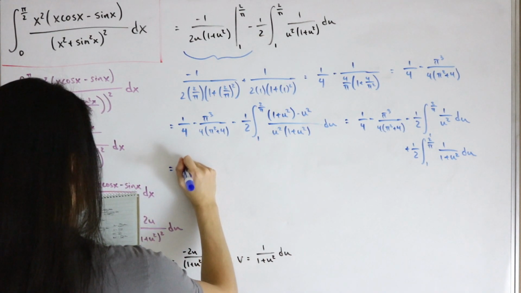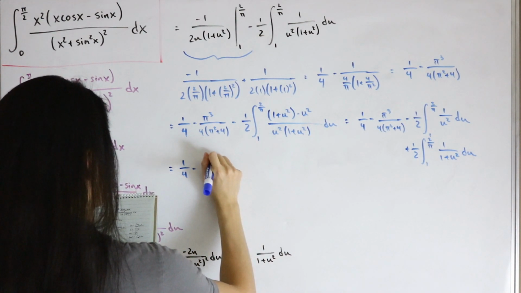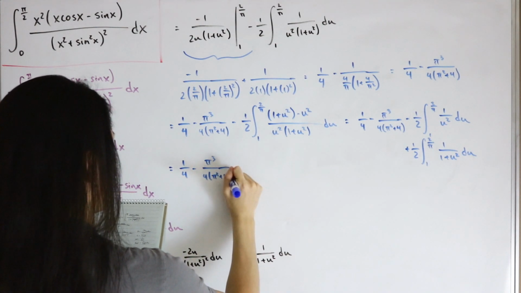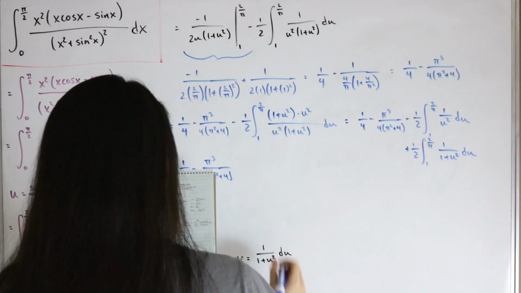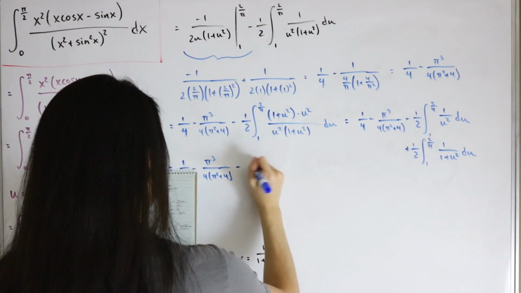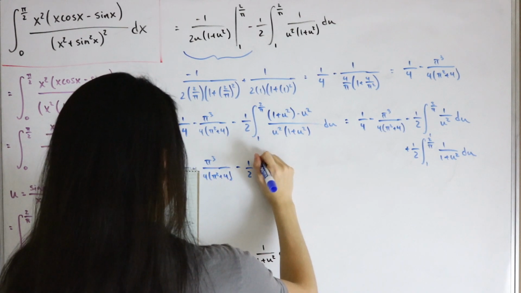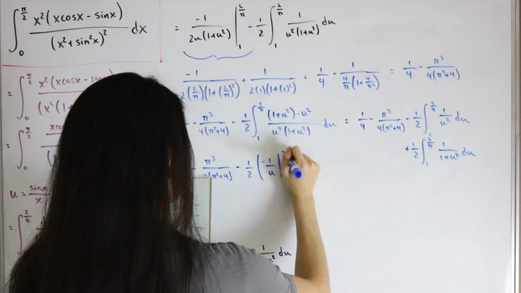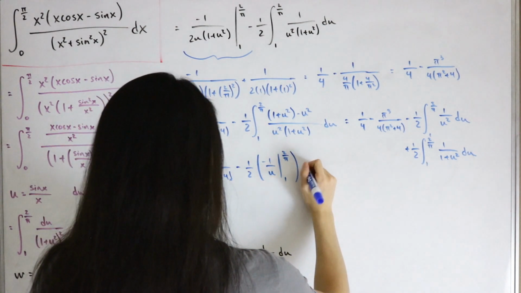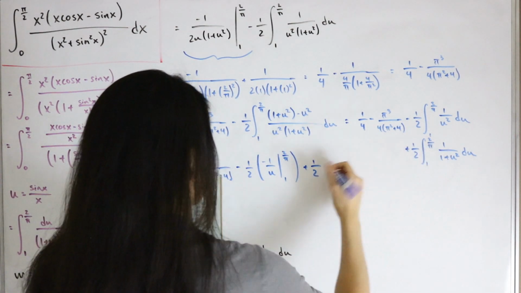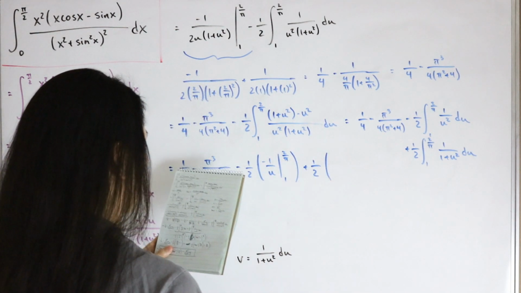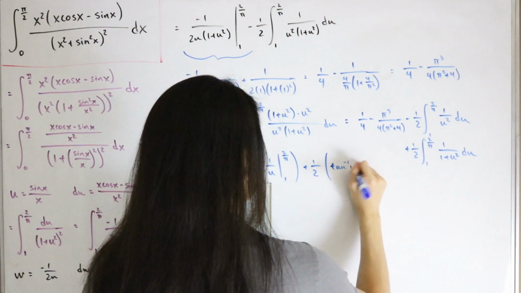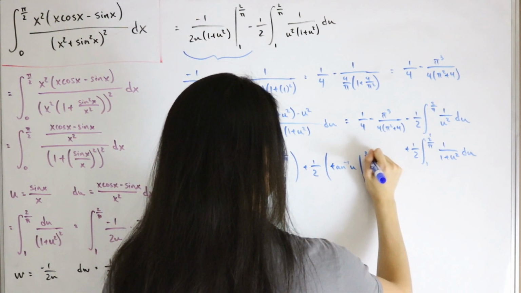So now continuing forward, 1 divided by 4 minus pi cubed divided by 4 times pi squared plus 4. Then evaluate this integral over here. So this is going to be minus 1/2 multiplied by the antiderivative, which is negative 1 divided by u, evaluated from 1 to 2 divided by pi. And then the other one is plus 1/2. Its antiderivative is the arctangent, or the inverse tangent. So inverse tangent of u, evaluated from 1 to 2 divided by pi.